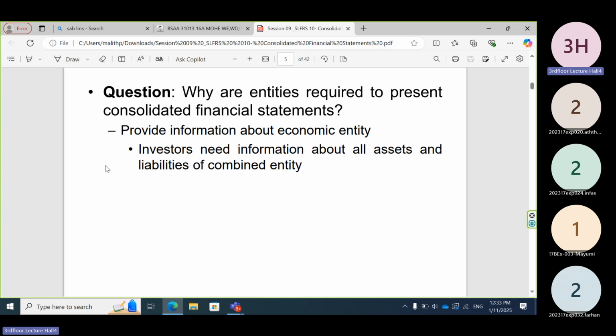Is that a requirement? If you are having a parent company, once you are doing financial statements, you may have two setups. It may be an individual company, or maybe a parent company.